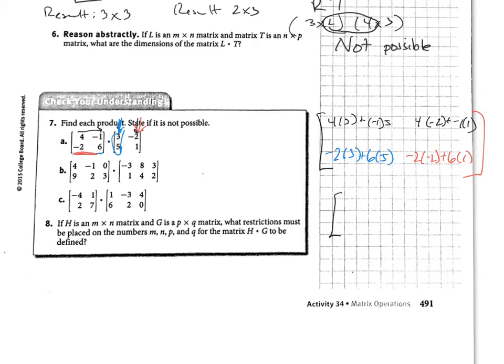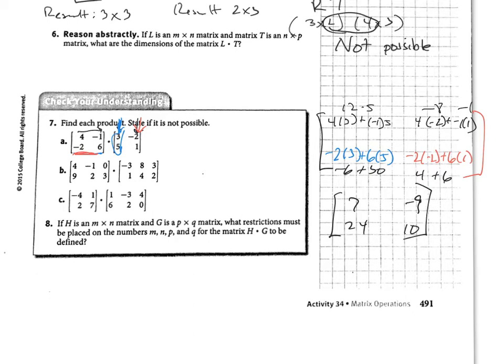So this is going to be 12 minus 5, so this is a 7. -8 minus 1, so this is a -9. -6 plus 30, so this is 24. And 4 plus 6, so this right hand is a 10.